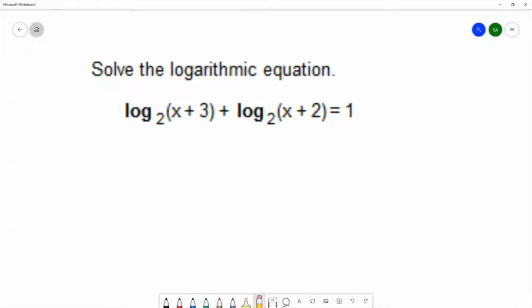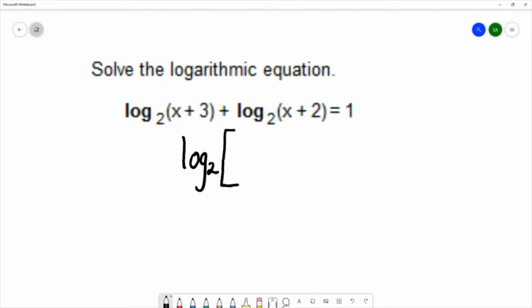For this question, we want to solve the logarithmic equation. In order to solve the logarithmic equation, we need to have the logs condensed into a single log. So we're going to start by condensing this log base 2 of x plus 3 and the log base 2 of x plus 2. We're going to condense to a single log.